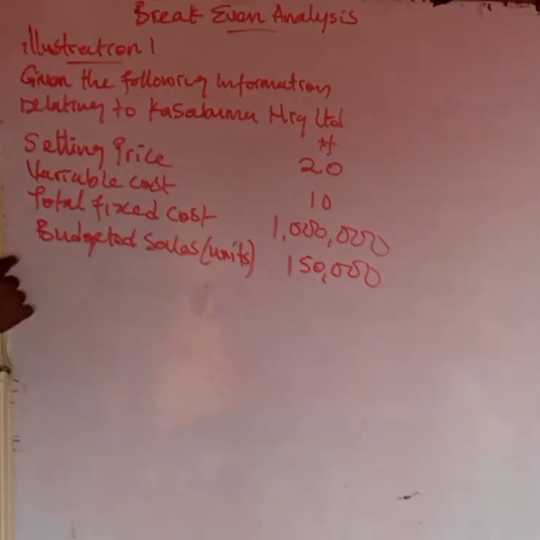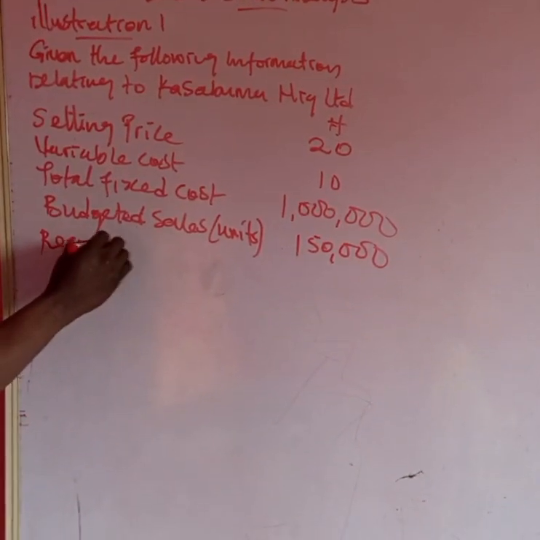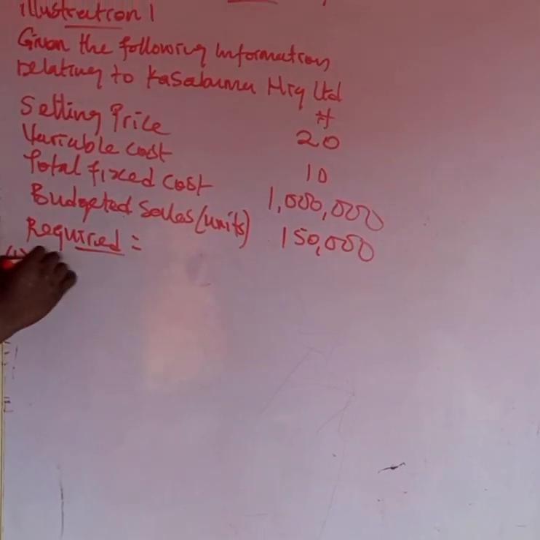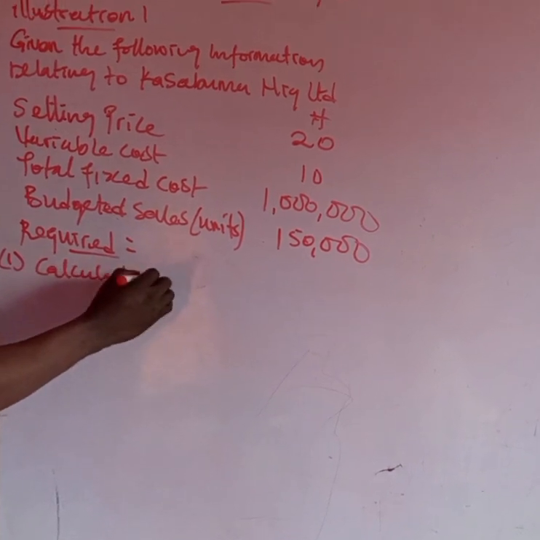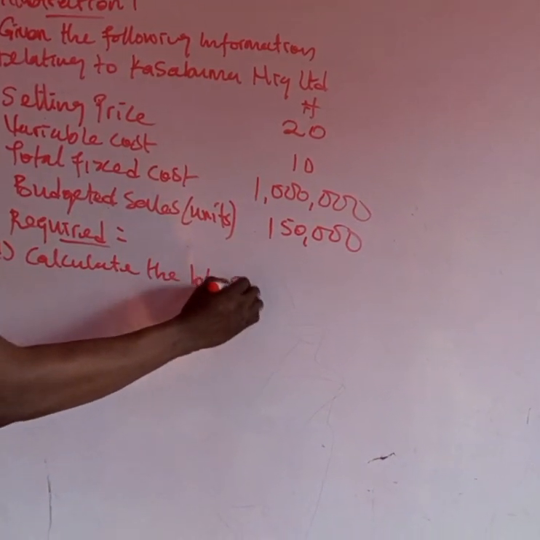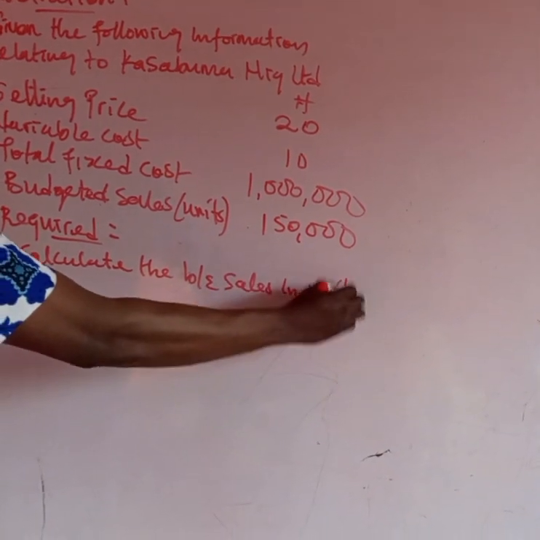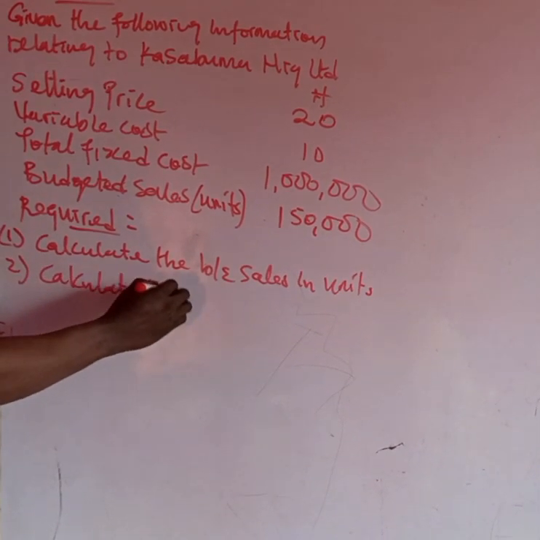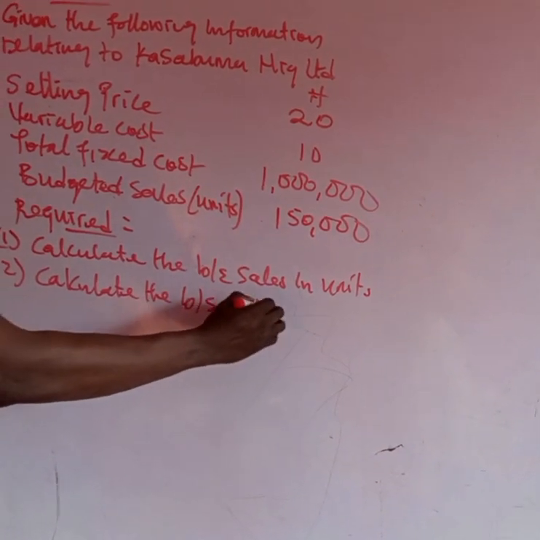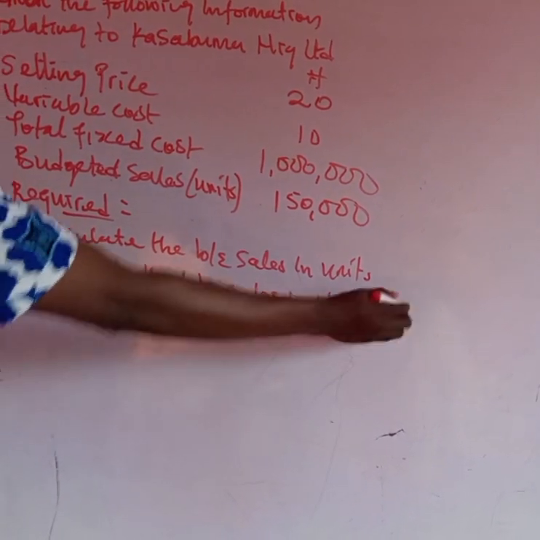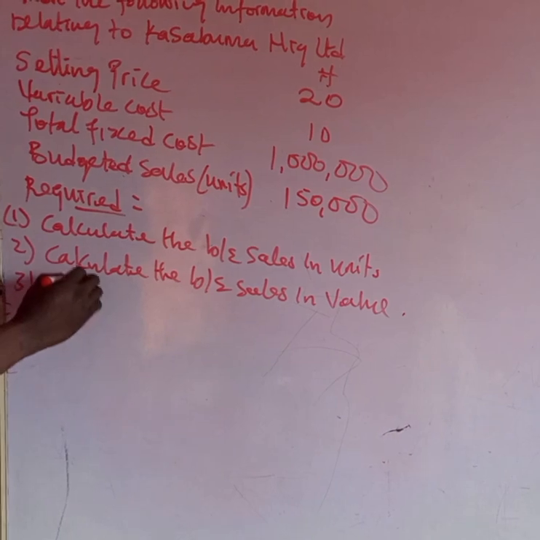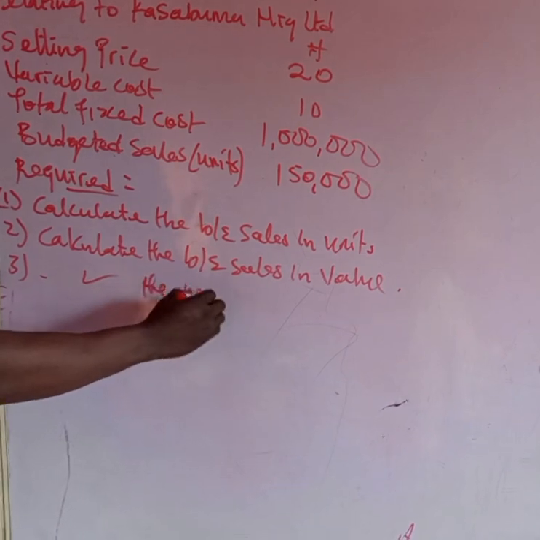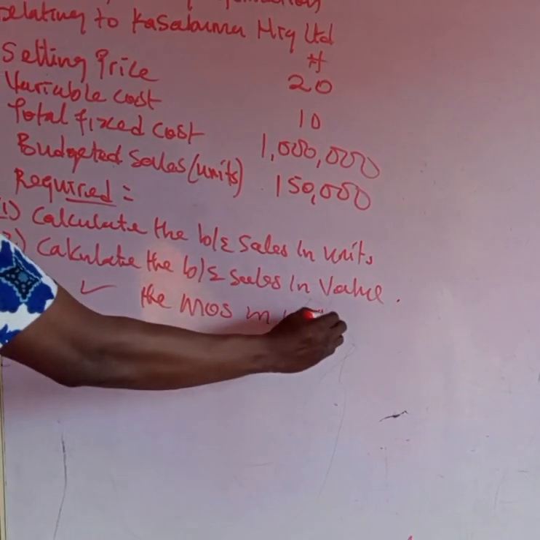So required, we should compute the following. Required. Number 1, calculate the break-even sales in units. Number 2, calculate the break-even sales in value. Number 3, calculate the margin of safety in units and value.